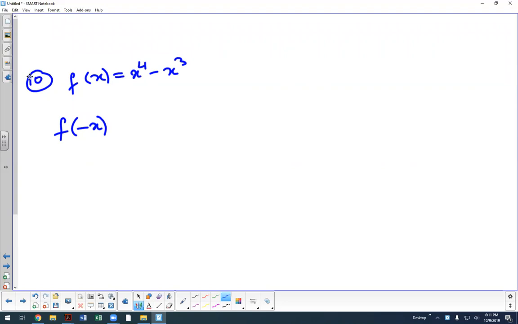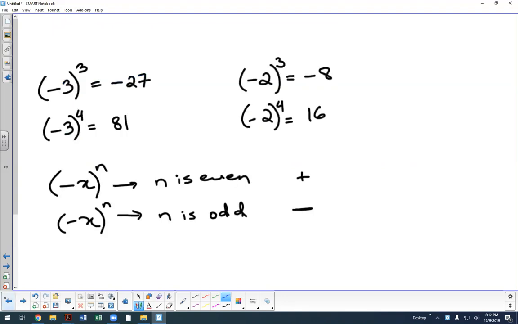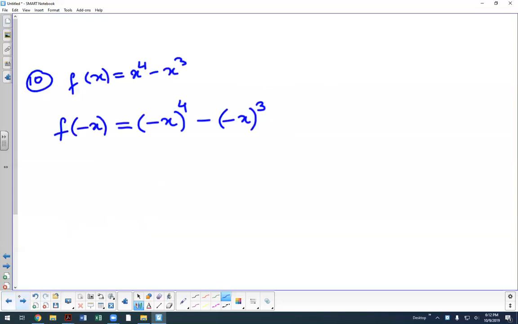Okay? So everywhere that we had an x, we replace it with negative x. So that means you end up getting negative x to the 4th power minus negative x to the 3rd power. So kind of like how I was showing you here, that's why we needed to know what happens when I have a negative base with an even exponent or a negative base with an odd exponent. So what will happen to my negative x to the 4th power? Will it stay negative? Will it become positive?